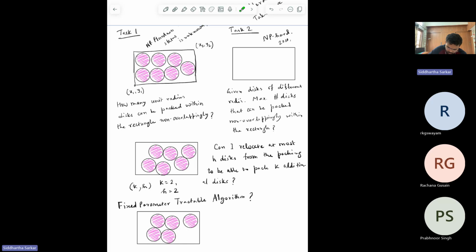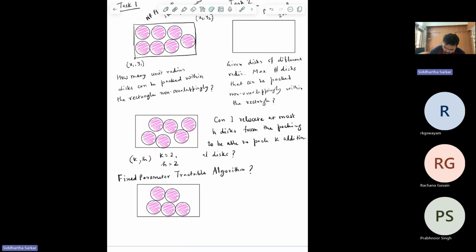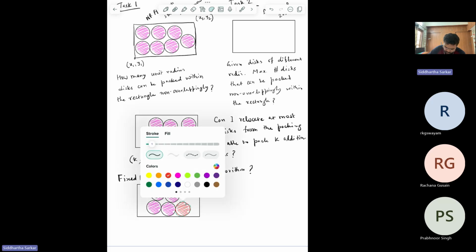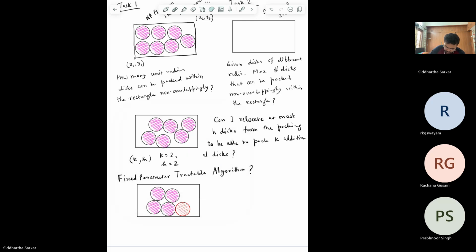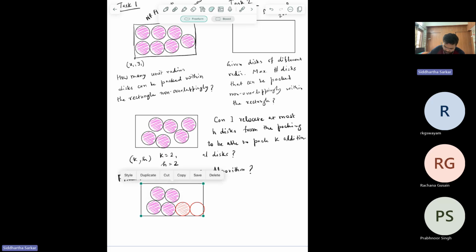Let's use a different color also. I move this thing down, and since it has moved, I'm going to color it red. Let's make it large. I move this thing down, and the other one which was here, that also I'm moving down. That is called relocation.